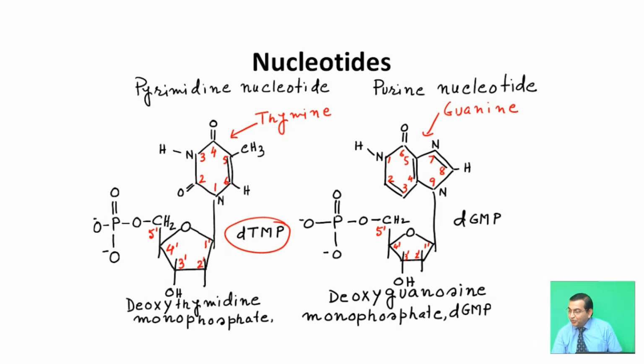Another, a purine nucleotide, is deoxyguanosine monophosphate, or DGMP, where a base, that is guanine, is attached with a sugar and a phosphate. It is first attached with a sugar, then the sugar is attached with a phosphate. So it is a nucleotide.